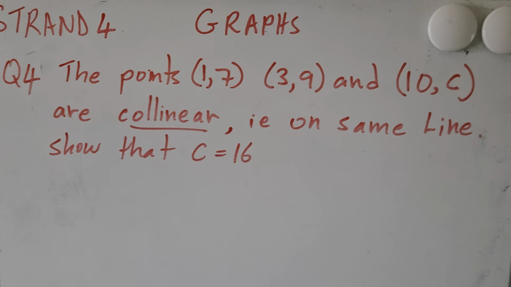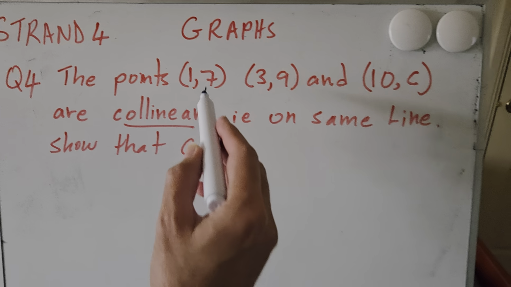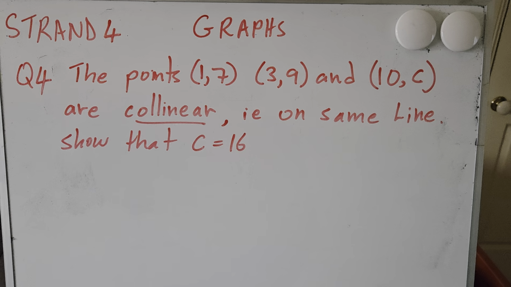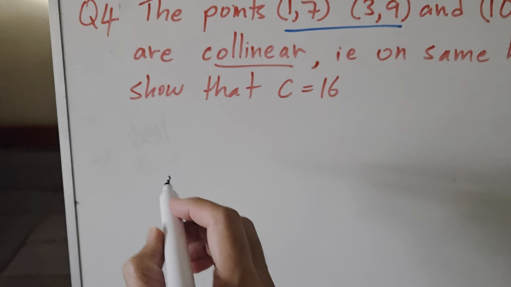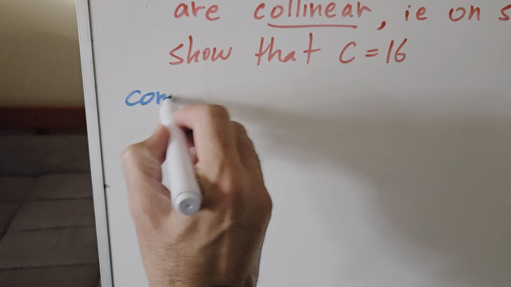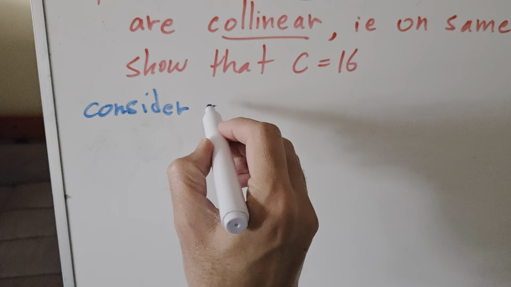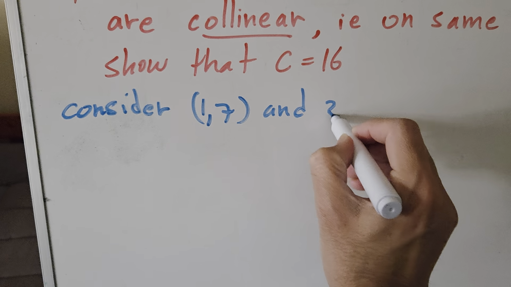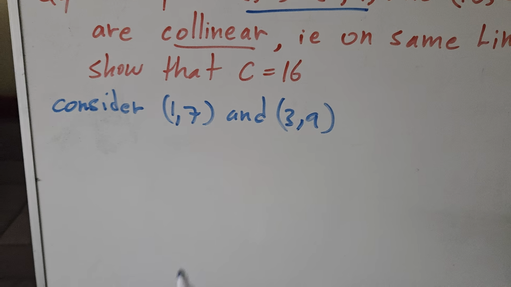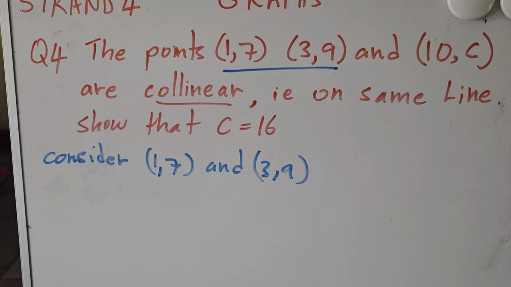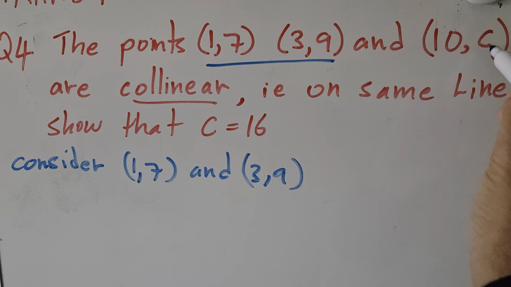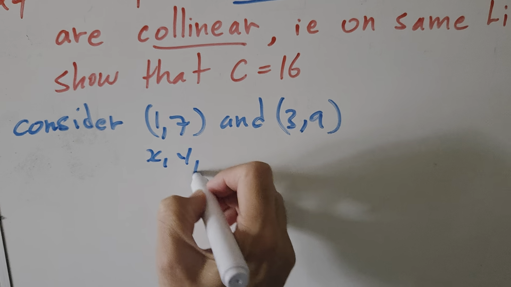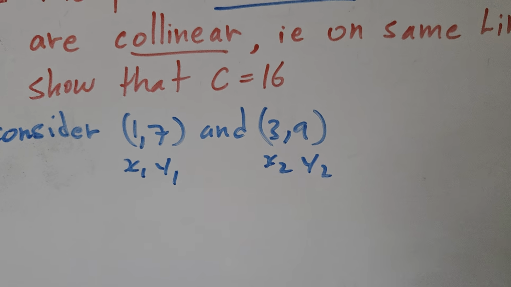So in this question, the first thing is to find the gradient. If those points lie on the same line, all three points will have the same gradient. Let's take two at a time. Consider the first two points, (1, 7) and (3, 9). So take the two points that we know the numbers of. We can't consider the third yet because we don't know what the value of C is. So that's x1, y1, and then that's x2, y2.